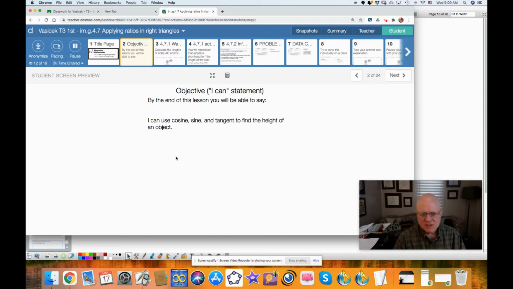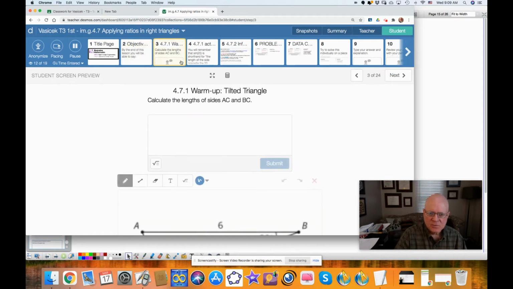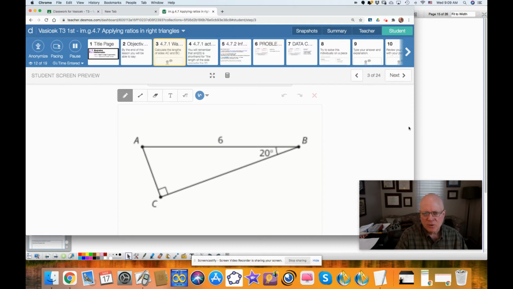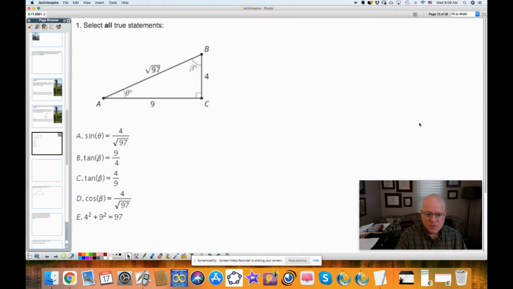To start this lesson, instead of doing the bell work, which is to do this problem, I'm going to start by going through some of the homework problems, which will show us how to approach these problems. And this particular one says, select all statements that are true. Now, I'm going to draw on this.